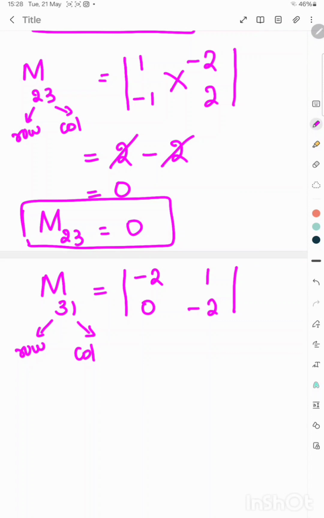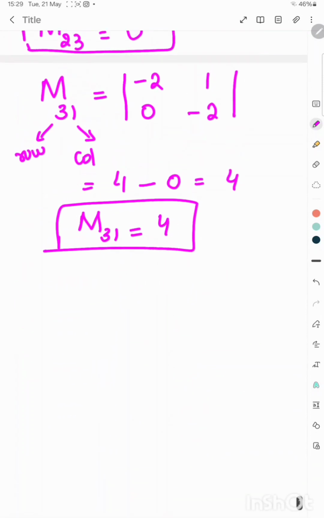And what I will do here, again I will just cross multiply both numbers. Minus 2 multiplied by minus 2 is equal to 4 and minus 1 zeros are 0. So what I get here is 4. So M31 is equal to 4.